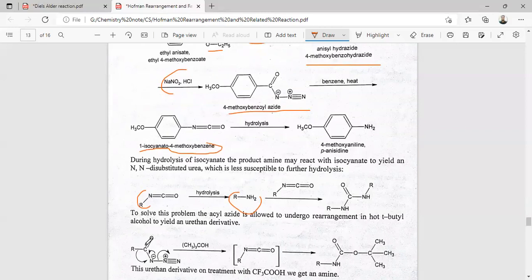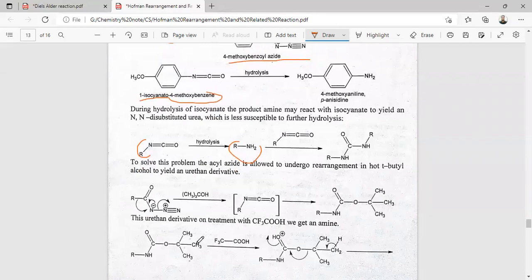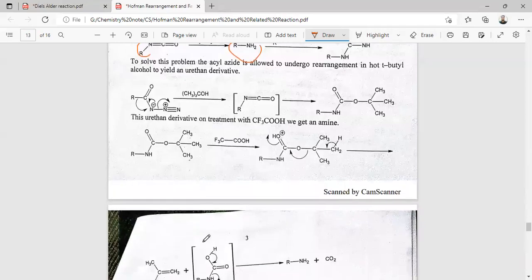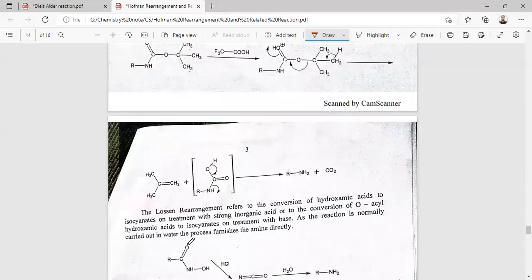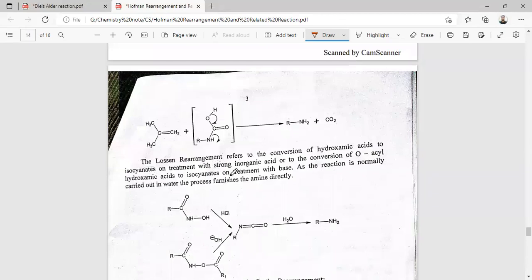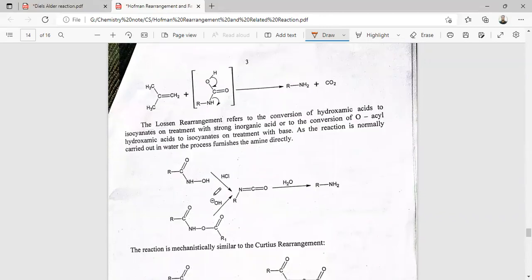To solve this problem, the acyl azide is allowed to undergo rearrangement in hot tert-butyl alcohol to yield a urethane derivative. This urethane derivative on treatment with H2SO4 gives an amine. Thus, the Lossen rearrangement refers to the conversion of a hydroxamic acid to an isocyanate on treatment with a strong inorganic acid, or the conversion of an O-acyl hydroxamic acid to an isocyanate on treatment with base. As the reaction is normally carried out in water, the process furnishes the amine directly.